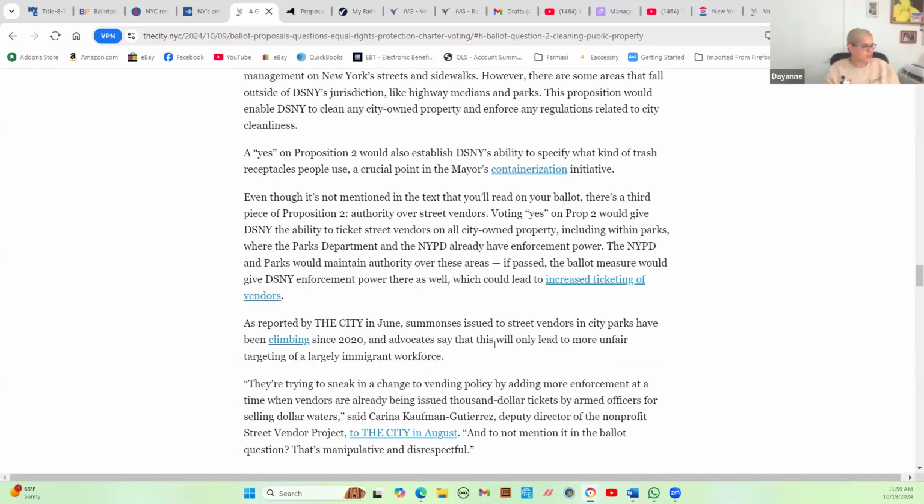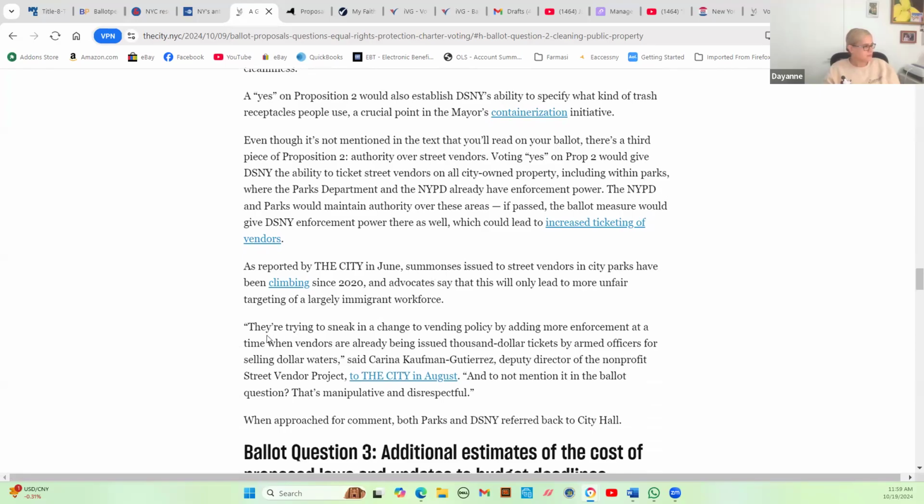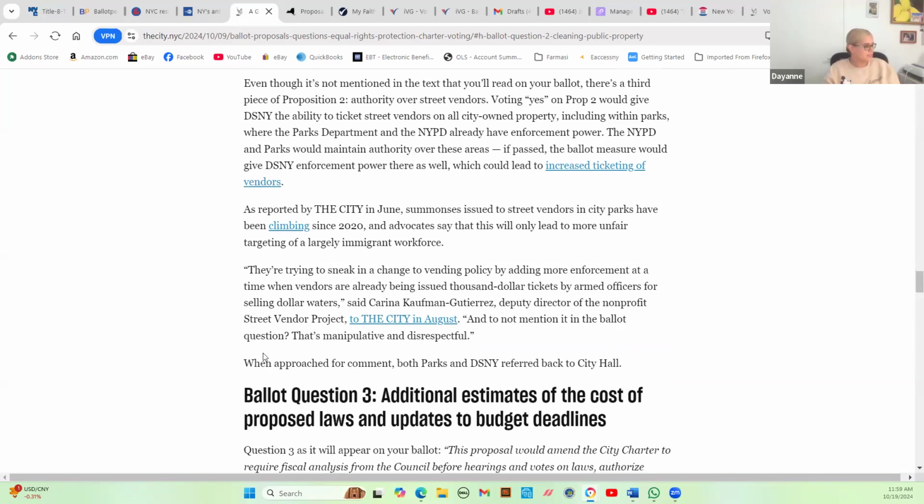As reported by the city in June, summonses issued to street vendors in city parks have been climbing since 2020. This will only lead to more unfair targeting of a largely immigrant workforce. "They're trying to sneak in a change to vending policy by adding more enforcement at a time when vendors are already being issued $1,000 tickets by armed officers for selling dollar waters," said Karina Kaufman Gutierrez, Deputy Director of the nonprofit Street Vendor Project, to the city in August. When approached for comment, both Parks and DSNY referred back to City Hall.